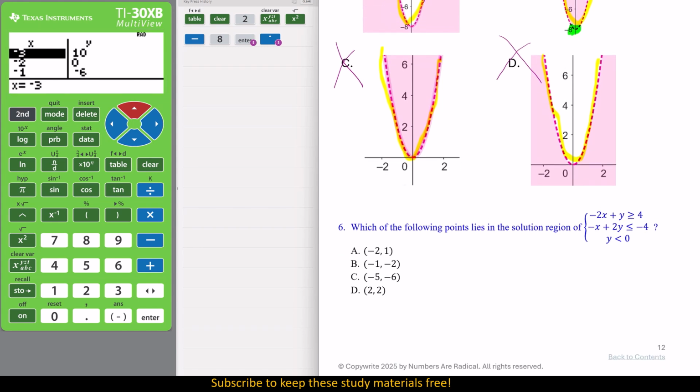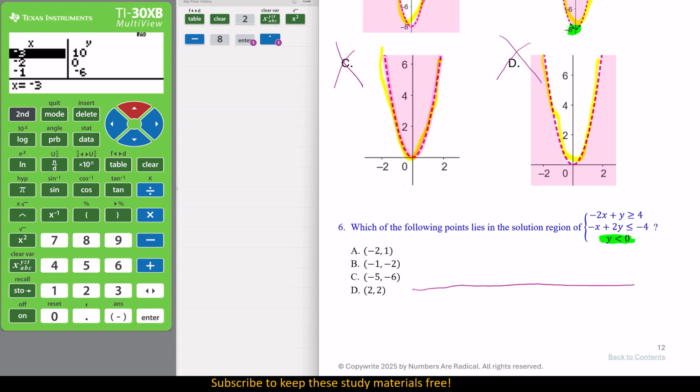Okay, number 6. Which of the following points lies in the solution region of, oh goodness gracious. Guess what? That's not quite as tough as you think it is, to be honest with you, because let's look at the easiest one first, the last one. What am I going to do? I'm going to sketch this really quick. All right. I'm going to go like this.